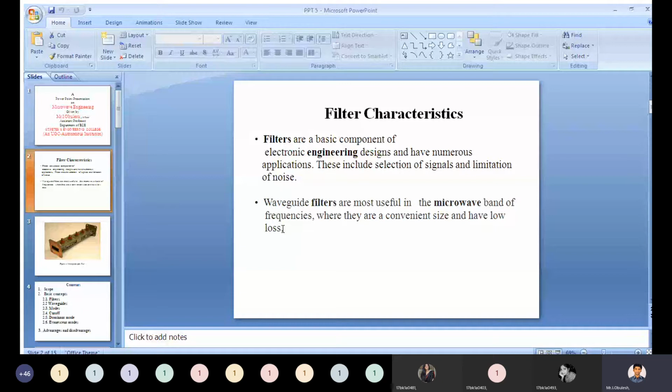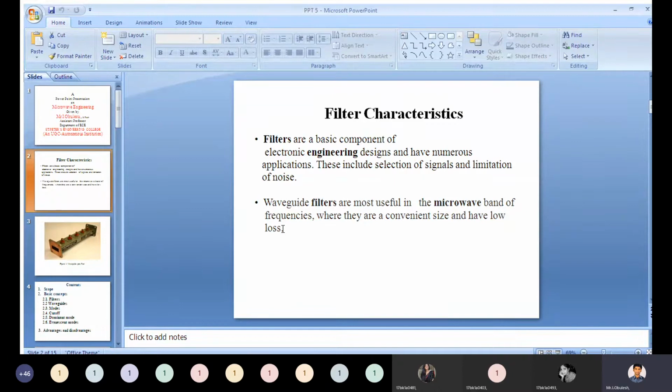Waveguide filters are most useful in the microwave band of frequencies where they are a convenient size and have low cost. Examples of microwave filter use are found in satellite communication. The best example for waveguide filters you need to find is in satellite communication or telephone networks. So we are able to use them in satellite communication, telephone networks and television broadcasting.